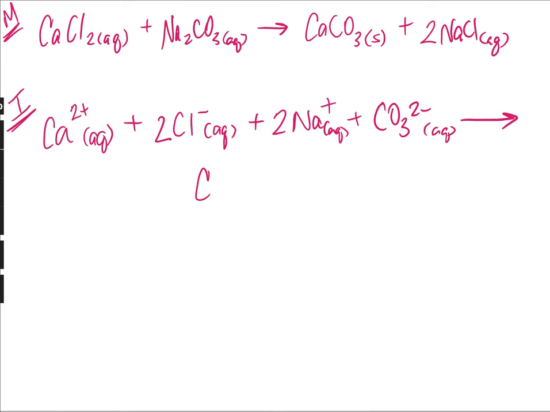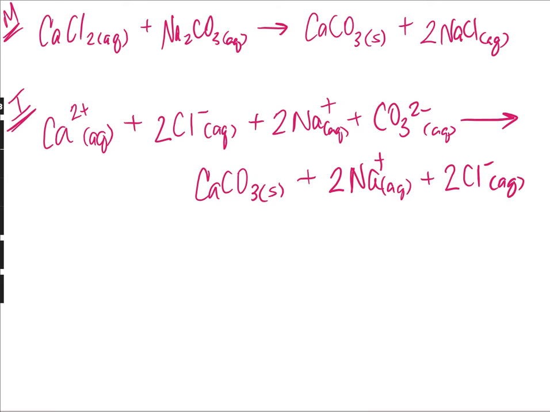Product side, calcium carbonate is not soluble in water, so it will not break apart to form any ions. But sodium chloride will. Both of them will. So when both of them break down, I'm going to end up with two of the sodium cations and two of the chloride anions. So that's our ionic equation. From there, we can identify our spectator ions. So what ions do we have on both reactant and product side? I have two Cl- on both sides. I have two Na+ ions on both sides. So those are our spectator ions.